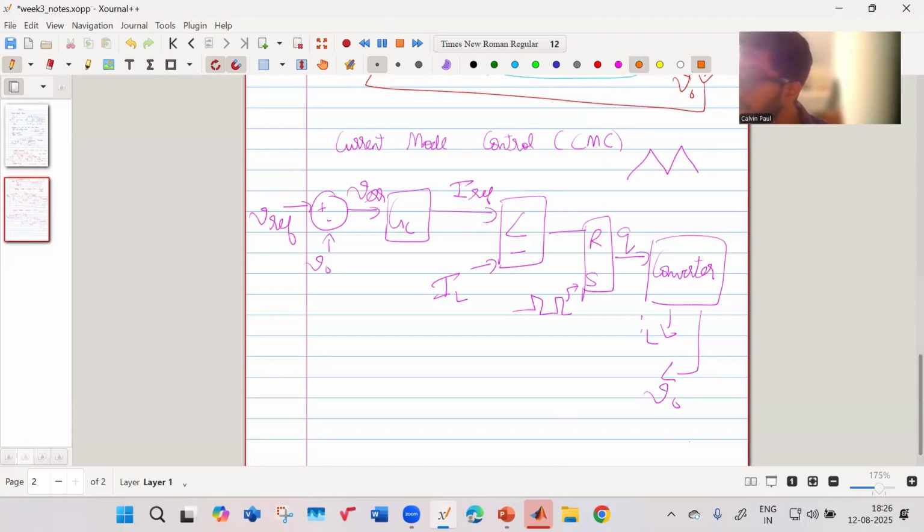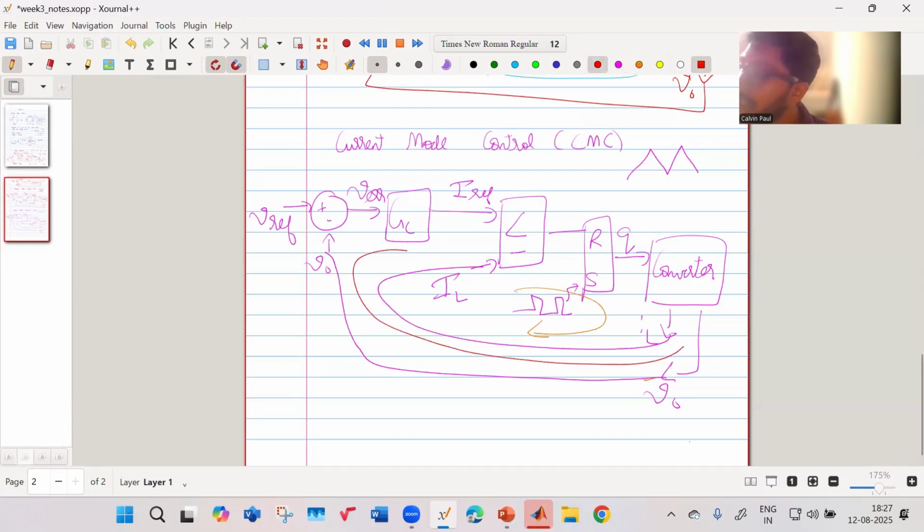So now if you observe, this is one loop, this is another loop. So you have an inner current loop and you also have an outer voltage loop. You have an inner current loop, which is supposed to be much faster, and a slower outer voltage loop. So you have two loops present. That's why this is two loop control. It's also known as cascaded control or master slave control. There are various terms for it, but basically it is current mode control.